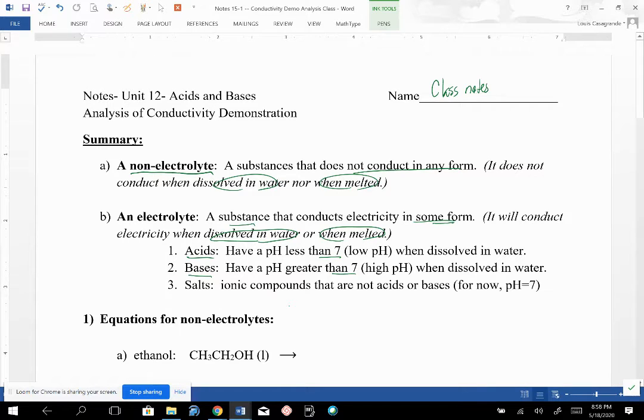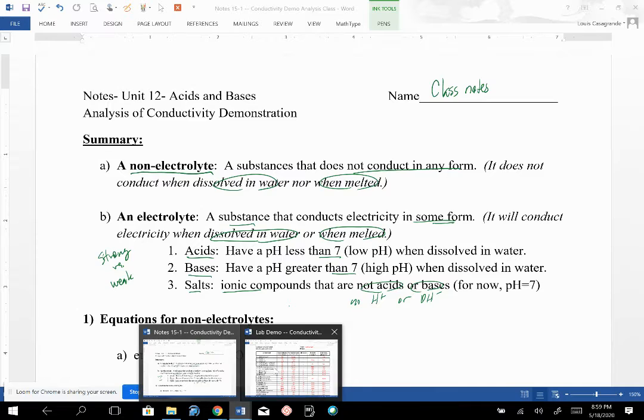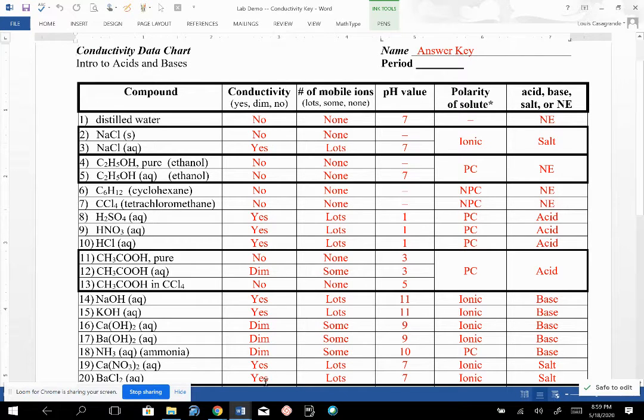And hopefully you've seen these definitions before. We'll get back to those a little bit later on in this unit. And salts, which are basically just ionic compounds that are neither acids nor bases. In other words, they don't have any hydrogen ion in them, as an acid would, or hydroxide as a base would. And we're going to see how those work. And we're also going to be looking for the difference between strong electrolytes versus weak electrolytes. So with that in mind, let's go take a look at this conductivity demo chart and write-up.